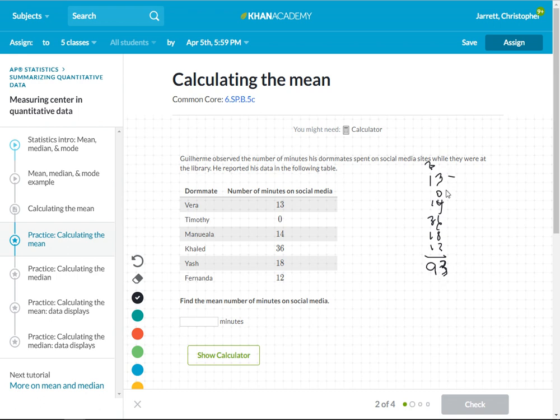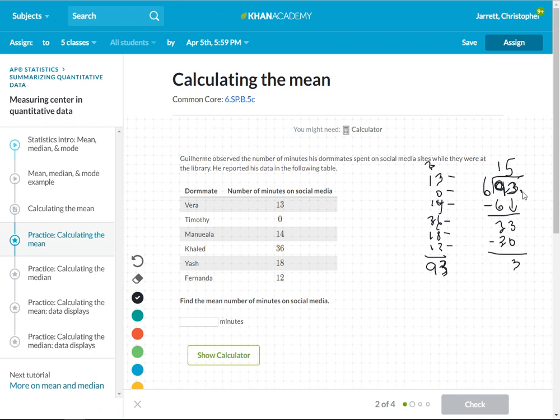And there are 1, 2, 3, 4, 5, 6 data points. So this is going to be 93 divided by 6. So 6 goes into 9 one time. 1 times 6 is 6. A difference of 3. Bring down the 3. 6 goes into 33 5 times because 5 times 6 is 30. So that's 30. A difference of 3 again.